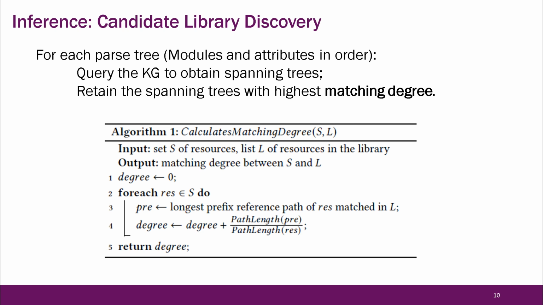For each path tree in the forest, we query the corresponding knowledge graph to discover candidate libraries. We calculate the matching degree for modules and attributes in order, reducing the search space step by step. Widely used string similarity metrics are not applicable here because the fully qualified name represents the reference path. So we define a metric based on the longest prefix match of the reference path.